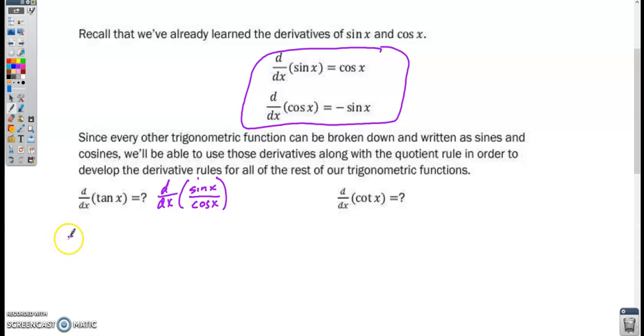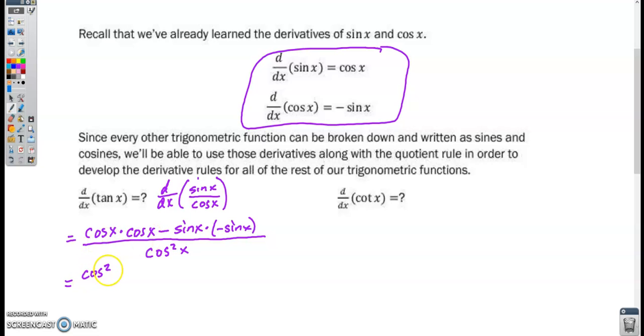And so this derivative is going to be equal to low times the derivative of high. The derivative of sine of x is cosine of x, minus high times the derivative of low. The derivative of cosine of x is the opposite of the sine of x. Square the bottom, and away we go. And let's see where we go from here. Cosine of x times cosine of x gives me cosine squared of x. Minus sine of x times the opposite of sine of x gives me plus sine squared of x.